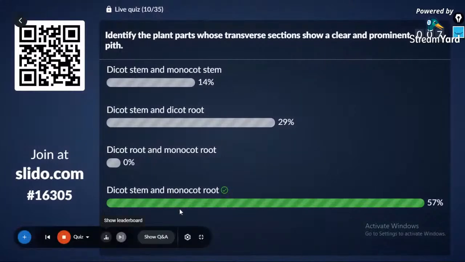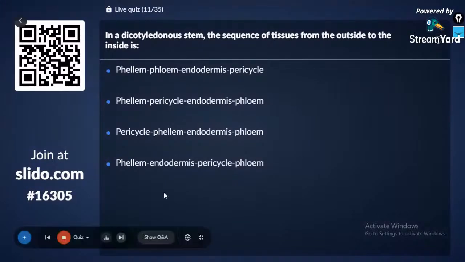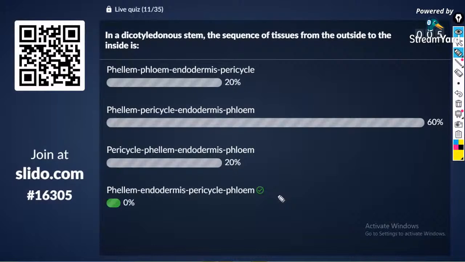Take care. In a dicotyledonous stem, the sequence of tissue from outside to inside is phloem, endodermis, pericycle, phloem, and so on. Perfect. Good question. Expect this question for NEET 2020. Guys, it is phloem, endodermis, pericycle, phloem. Expect this question.